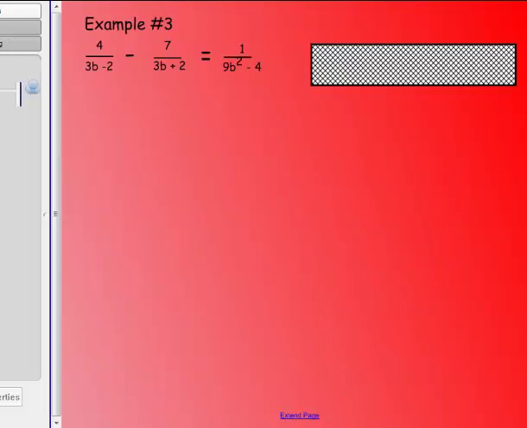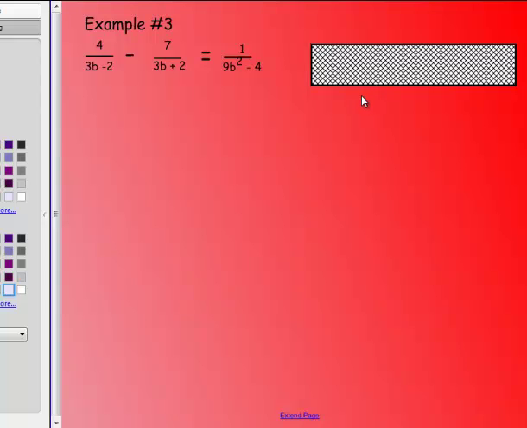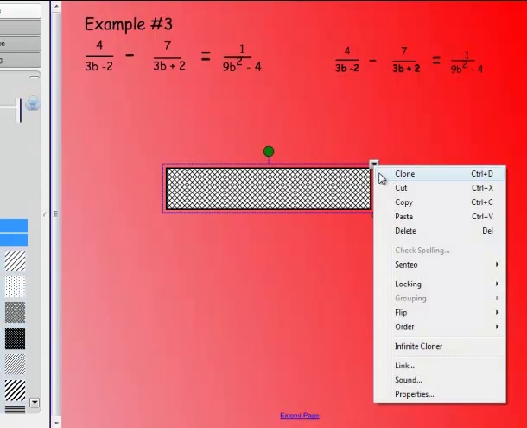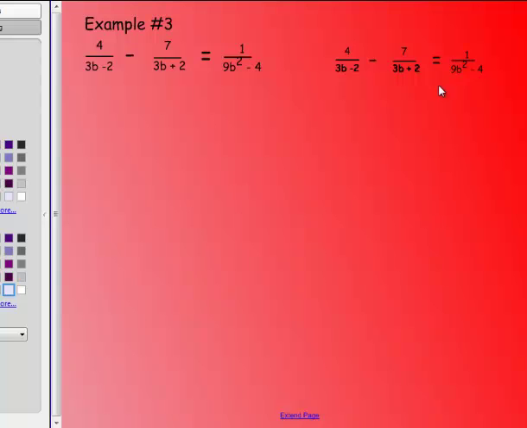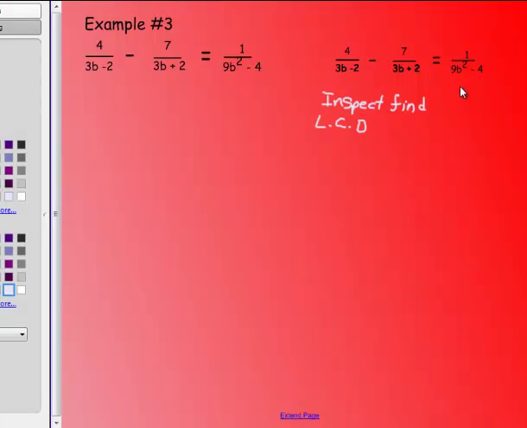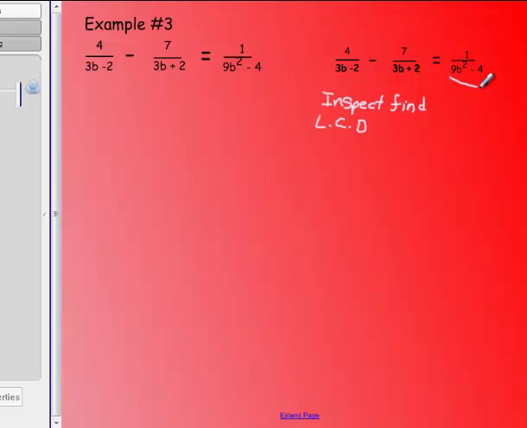This is where multiplying by the least common denominator to every term, the Oprah way, really pays off. It makes this problem, which seems very difficult, quite easy. Right, so here I have it written again. But I have to inspect the terms, and I have to find a least common denominator. And automatically my eye is taken to this 9b squared minus 4.